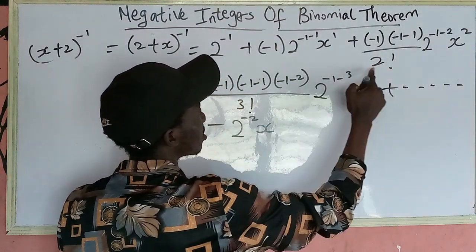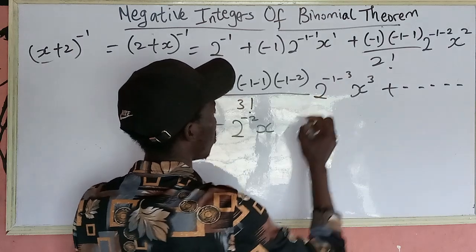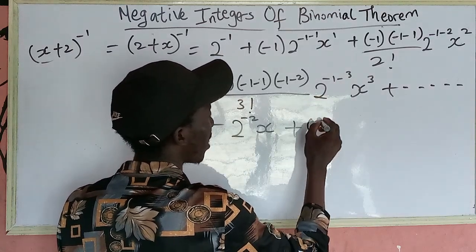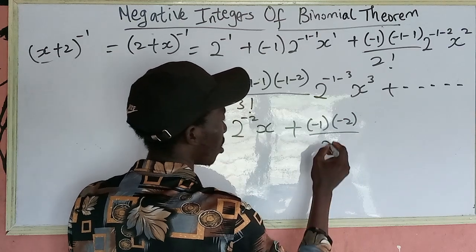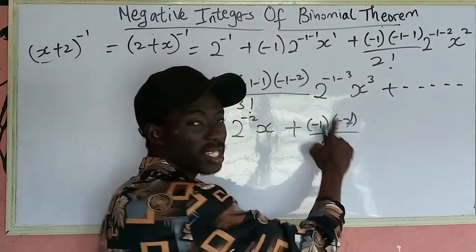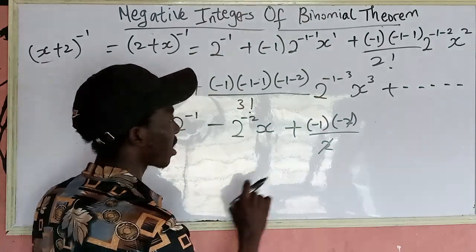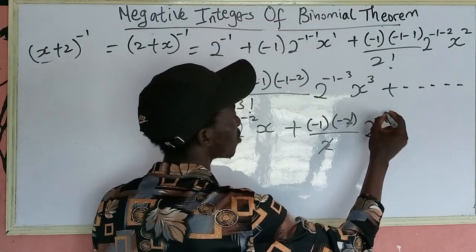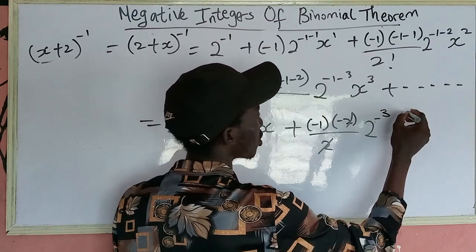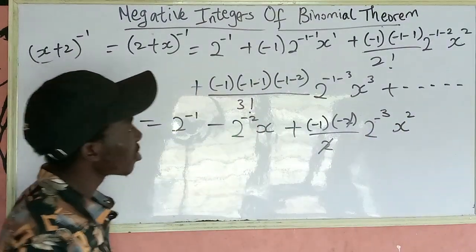This gives us 2. So you have a minus 1. This gives us a minus 2 over 2. 2 cancels 2. Minus and minus gives us a plus. So in that case, I have a plus. I'll leave it like this. And you have a 2 to power minus 3 x raised to power 2. Can you see? What about the last one?